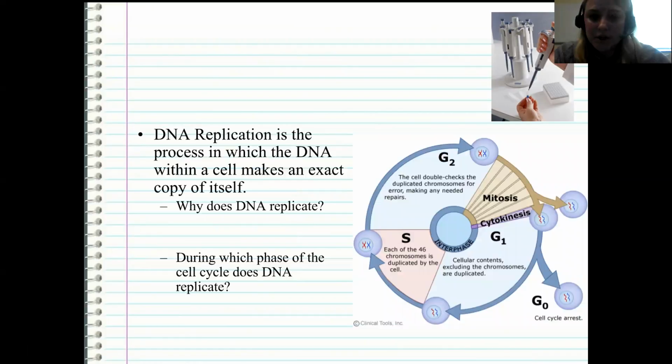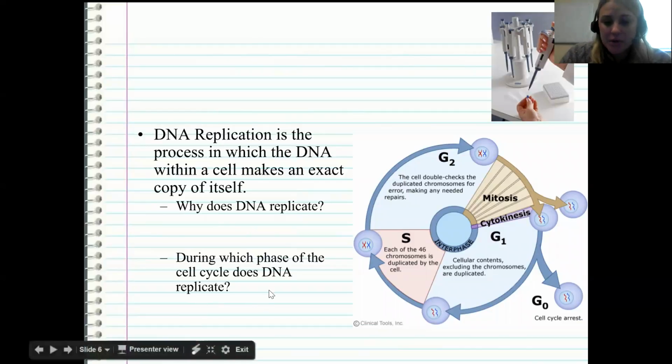So DNA replication is the process in which DNA within a cell makes an exact copy of itself. So why do we need DNA to replicate? We talked a little bit about this during mitosis, and the reason we need it is because when cells go through mitosis or cell division, those two new daughter cells have a complete set of information. Whether or not all of that information is used, most likely it isn't, it does need to be contained within that cell.